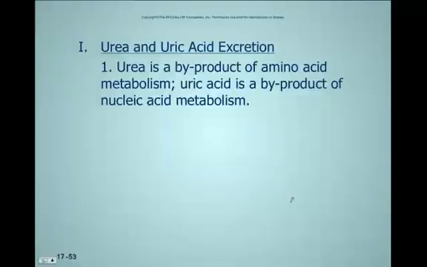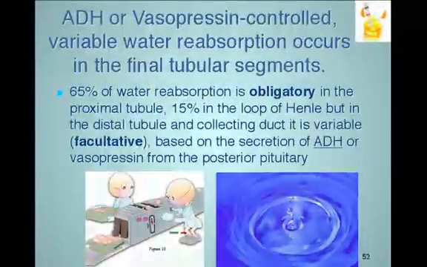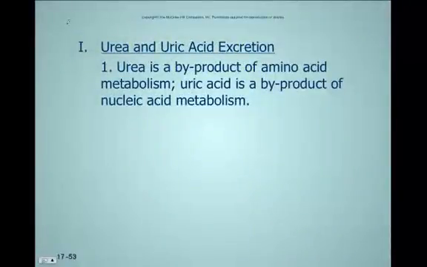So now let's talk a little bit about secretion. And so when we talk about secretion, remember we're going to be talking about substances that we're moving from the blood back into the filtrate so that it can be excreted as urine. And urea and uric acid, okay, both will be secreted so that, again, some of this urea and some of the uric acid will then be excreted as urine. So urea is just a byproduct of amino acid metabolism.